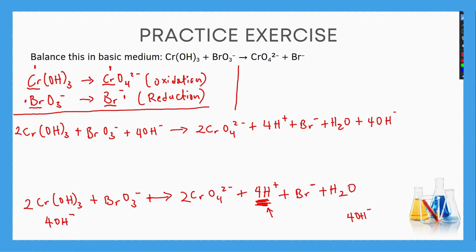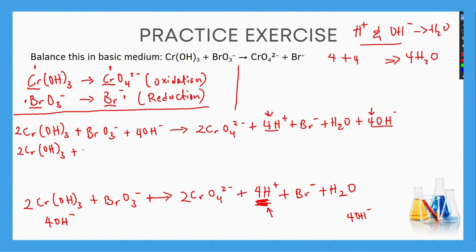Now, the next step, which I think is the second to the last one, says anywhere you see H plus ions and OH minus ions, add them together to form H2O. So now we have H plus ions here and we have OH minus ions here, and we have 4 H plus ions here, and also 4 OH minus ions here. So that tells us that we'll get 4 water molecules when we add the two of them. So doing that now, we are going to end up having 2Cr(OH)3 plus BrO3 minus plus 4OH minus, giving us 2CrO4 2 minus plus 4H2O plus Br minus, and then plus H2O.